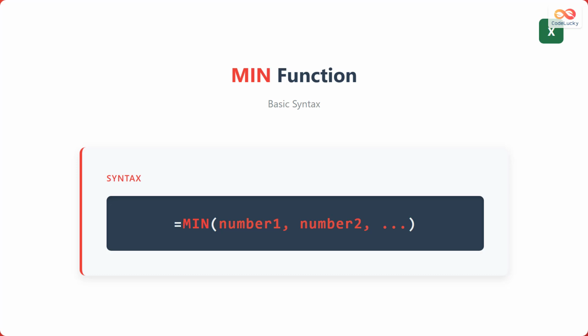Now let's look at the min function. The syntax is similar to the max function: =MIN(number1, number2, and so on). Just like with the max function, you can specify multiple numbers or cell references, and Excel will identify the smallest value.